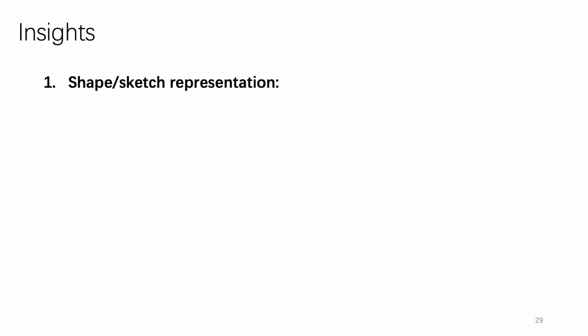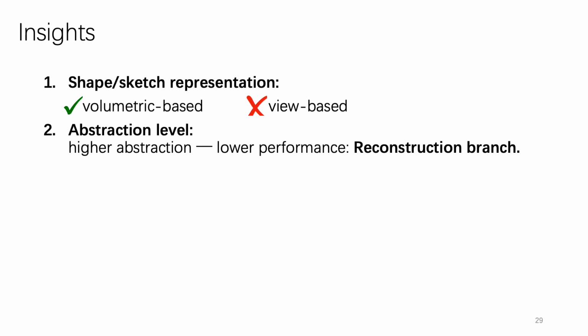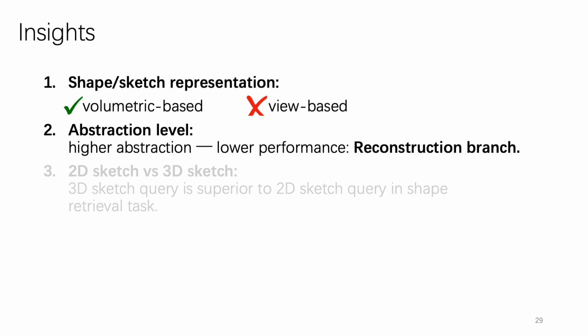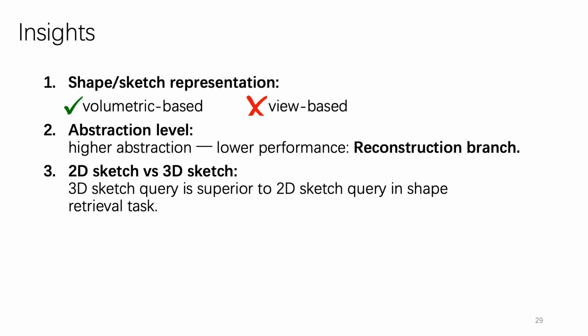In summary, in our work, we show that volumetric-based representation is more suitable for 3D sketch to 3D shape retrieval than view-based representation. We show that abstraction of human sketches has to be taken carefully into account when designing the model for 3D sketch to 3D shape retrieval. We propose the reconstruction branch that aims at the regularization of the input sketch. We compare 3D sketch to 3D shape retrieval to 2D sketch to 3D shape, and show that the 3D sketch query allows us to obtain more accurate retrieval results.